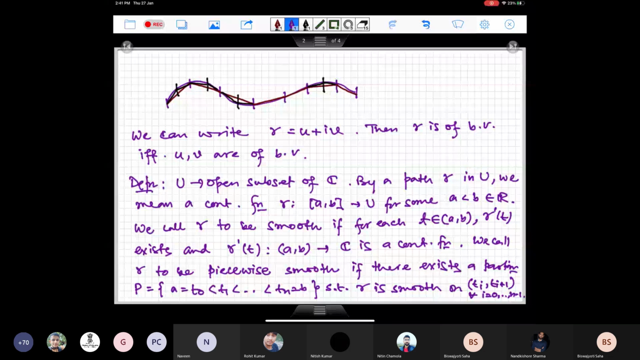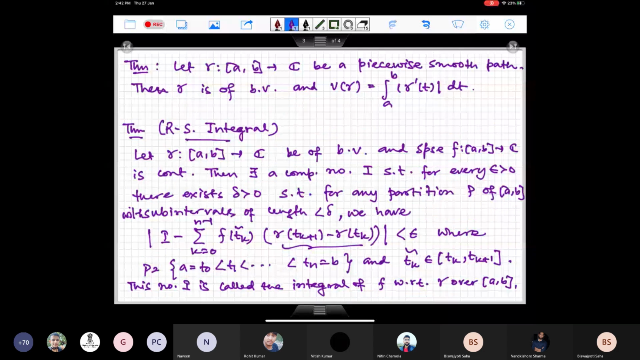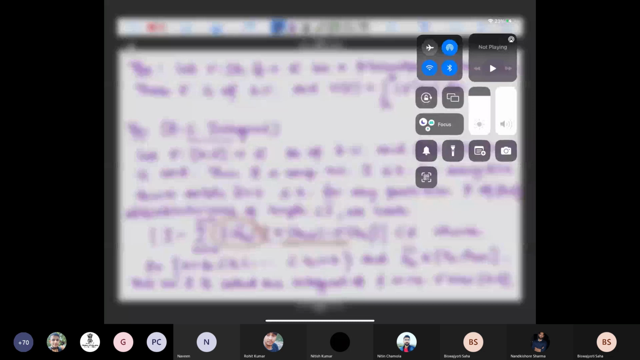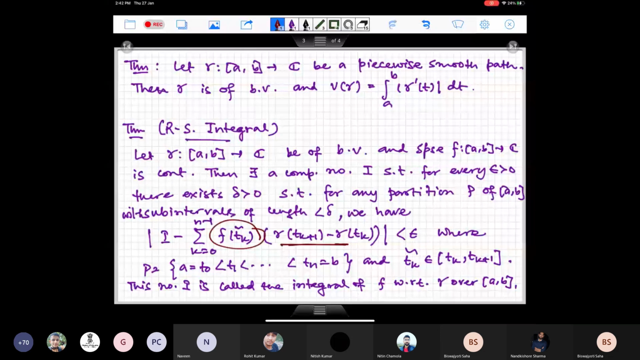So therefore, you see, this is essentially like I was taking the width over there. So this part is kind of the width, and this part is the functional value in between those two points, t_{k+1} and tk. Just a second, probably my internet is lagging over here. Okay, fine. So this should be better. Okay, great. So that's the basic idea about the Riemann-Stieltjes integral. So once I have a function of bounded variation, one can integrate a continuous function on that curve, a curve which is of bounded variation.